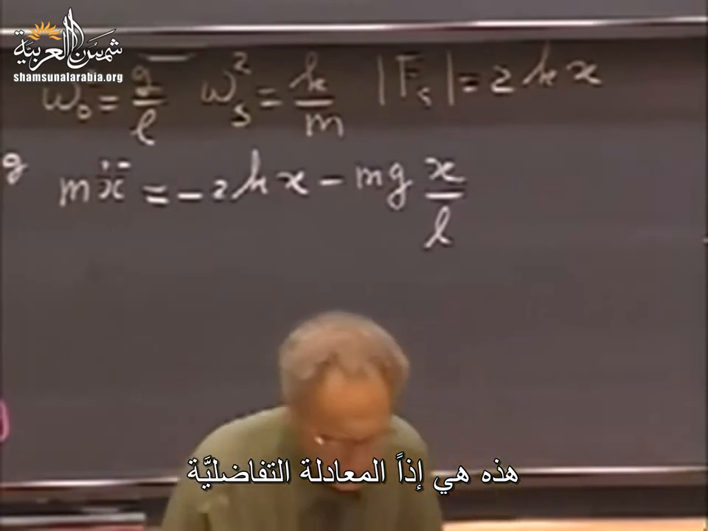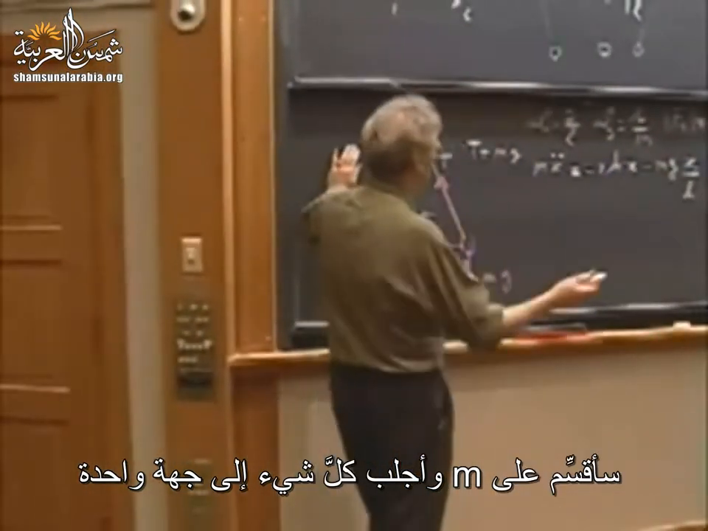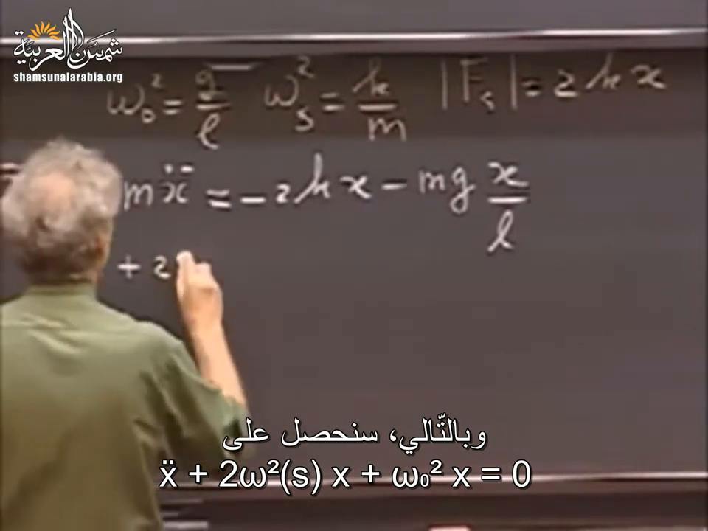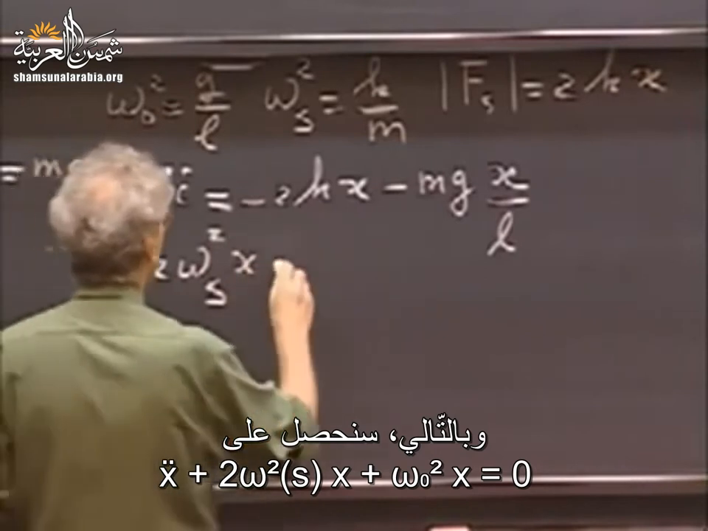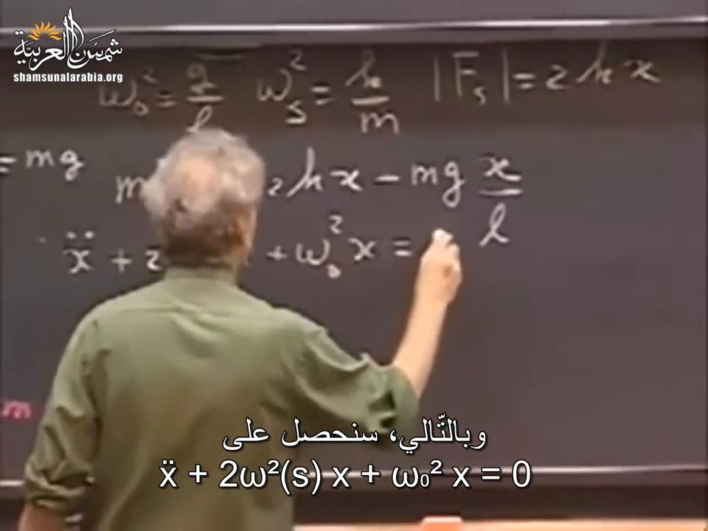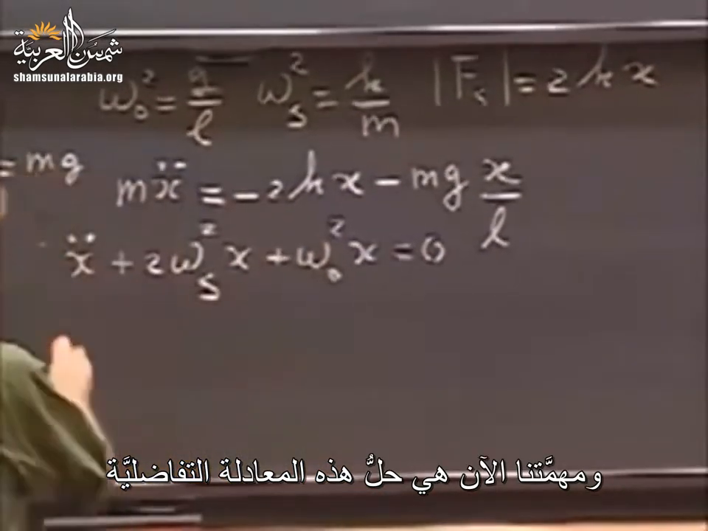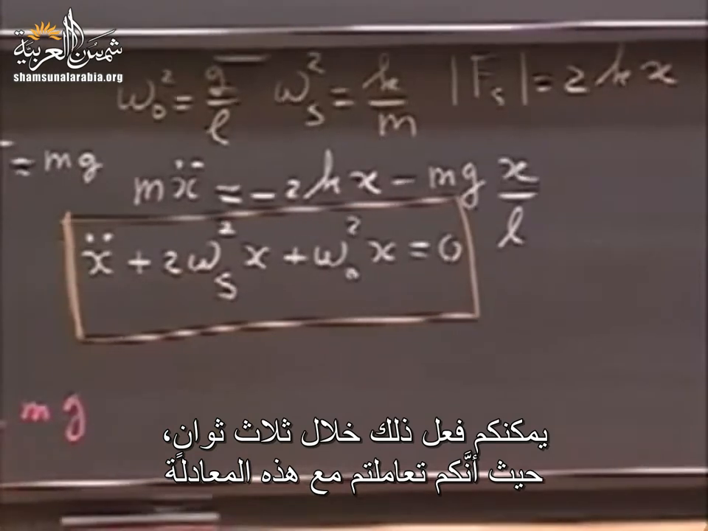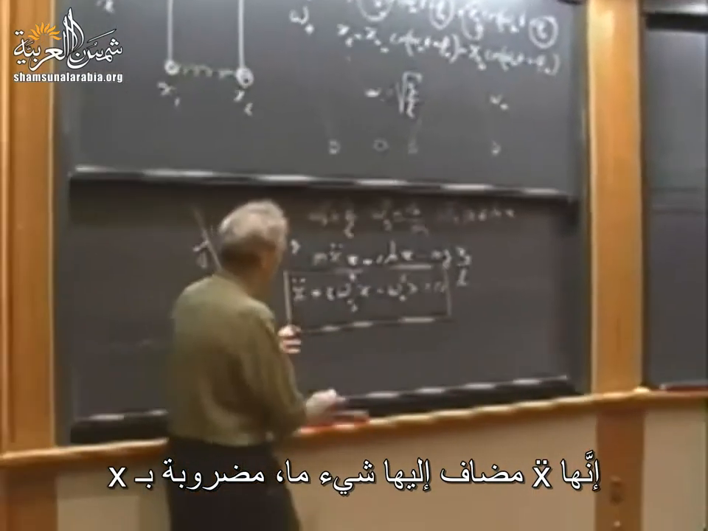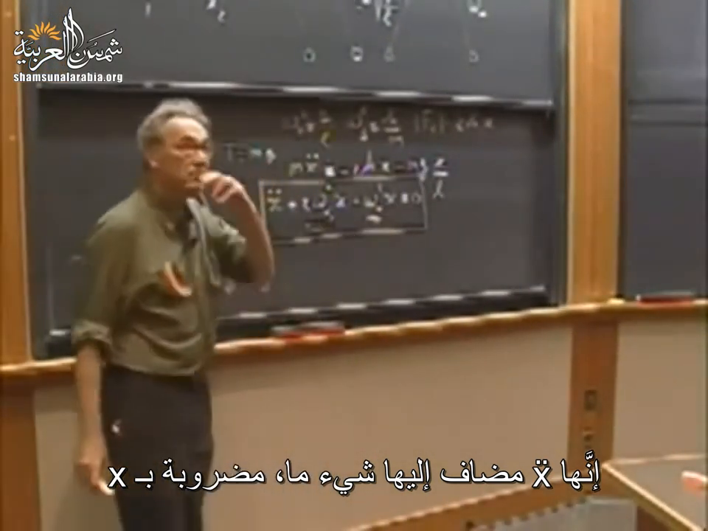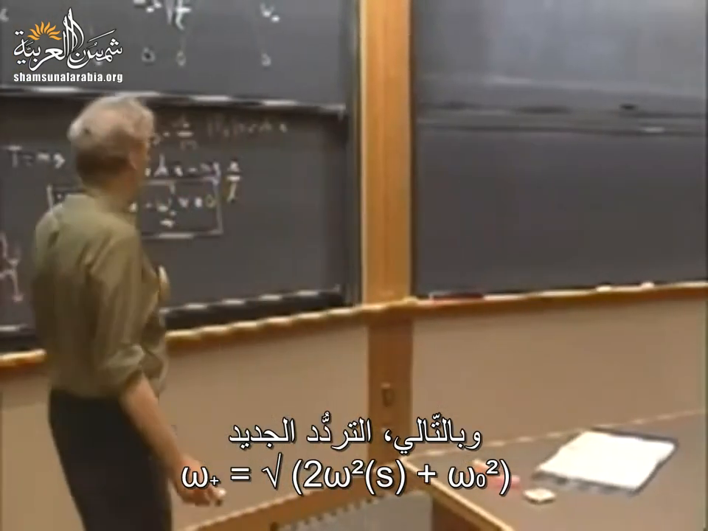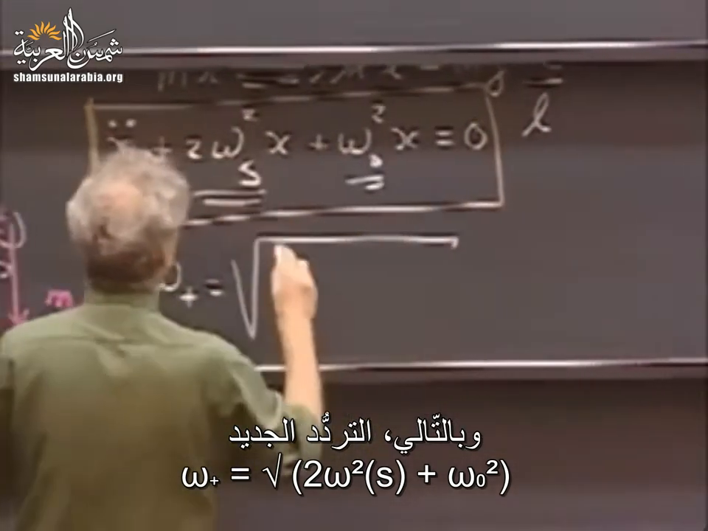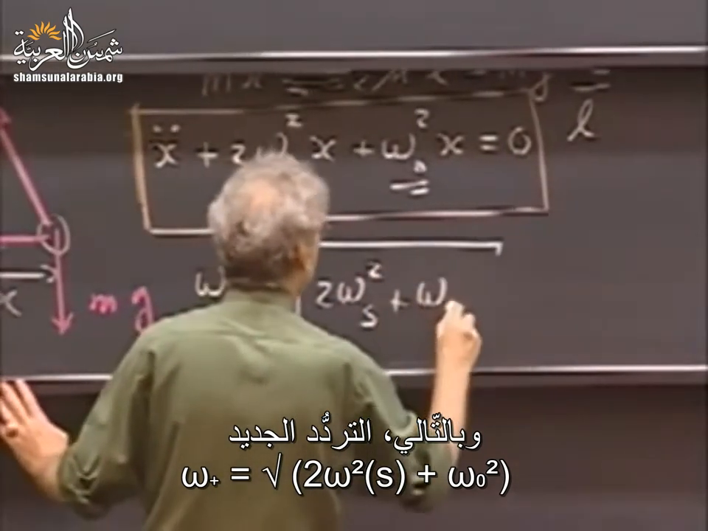And so this is the differential equation. I'm going to divide m out, and I'm going to bring everything to one side. So I'm going to get x double dot plus 2 omega s squared times x plus omega 0 squared times x equals 0. And our task now is to solve this differential equation. And that, of course, you can do in 3 seconds, because you recognize this differential equation. It is x double dot plus something times x. And so the new frequency, which I will call omega plus, is the square root of 2 omega s squared plus omega 0 squared.